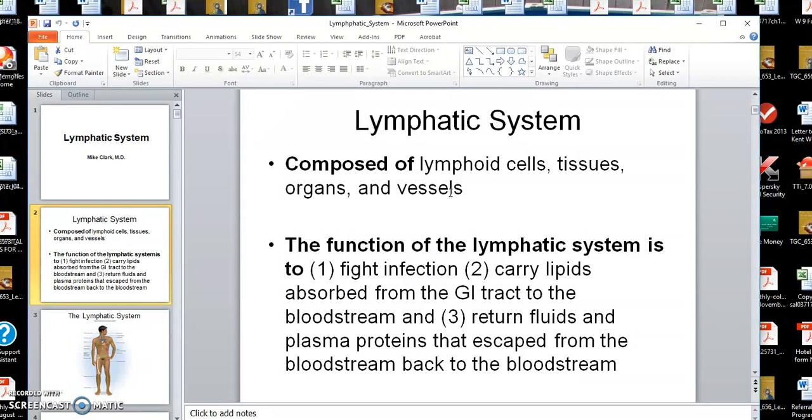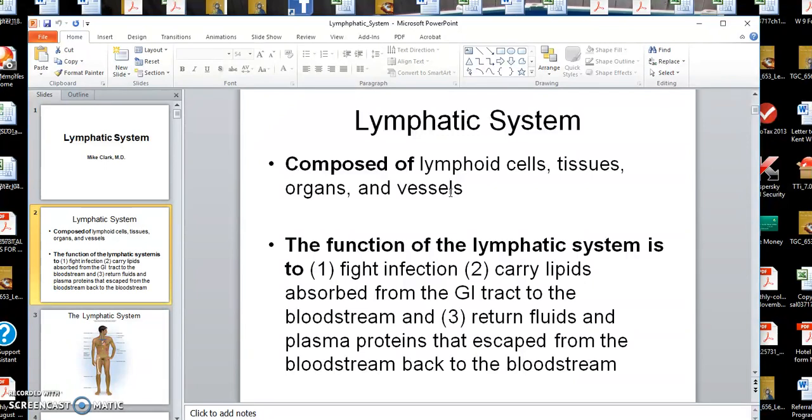So lipid-soluble things in your diet that you absorb in the small intestine are carried first to the lymphatic system and then ultimately to the bloodstream. Water-soluble stuff, like your carbohydrates and your amino acids, are absorbed directly into the bloodstream. So again, lipids have a circuitous route, first into the lymphatics, then ultimately into the bloodstream, as we'll talk about.